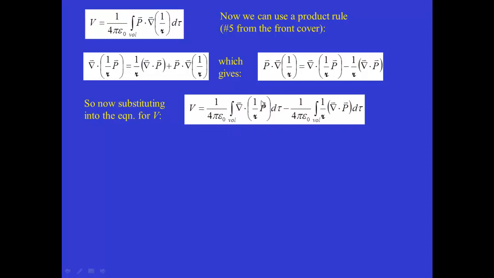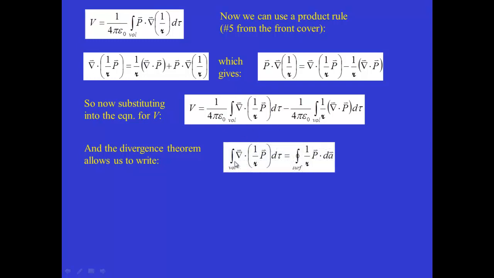All right. Now, one more thing we can do is to notice that the first term on the right-hand side is the divergence of a vector function, and it can then be rewritten using the divergence theorem. Remember, the divergence theorem says the integral of the divergence of some function can be re-expressed as an integral over a closed surface of this function, 1 over script r P, dotted into the dA vector. So we can replace the first term on the right-hand side of the expression for V with this surface integral.